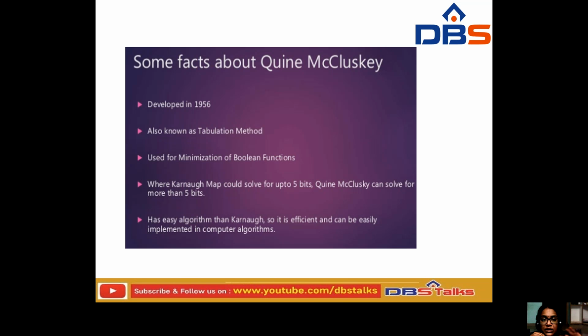It was discussed in previous years, somewhere in 1956 itself. It is not some kind of tabulation method, but it is mainly used just to minimize the Boolean functions. Whereas the K map we can solve for more than 5 bits, and it is not an easy kind of algorithm, such that it is efficient and can be very easily implemented for computer algorithms. These are some of the main facts related to the McCluskey method.